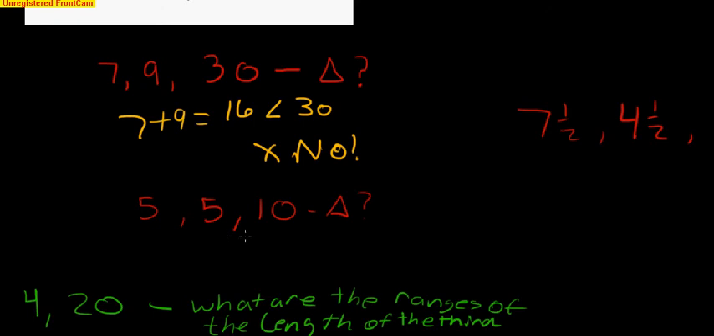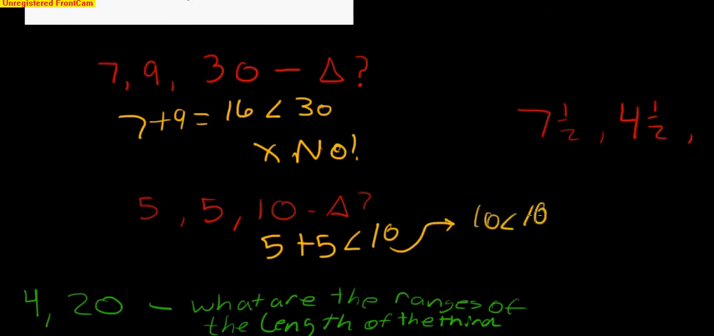Let's take a look at this one. Well, 5 and 5 are smaller than 10, so we know that 5 plus 5 has to be smaller than 10. So let's check that. Is 10 smaller than 10? No, 10 is equal to 10. And even that won't make a triangle. So no, that is not going to work.